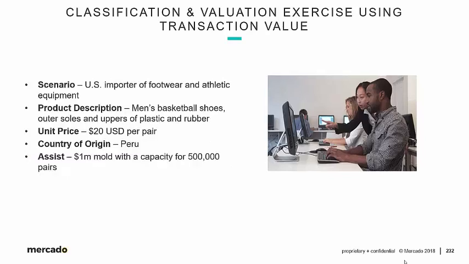Here's our scenario. A U.S. importer of footwear and athletic equipment. The product description is men's basketball shoes, outer soles and uppers of plastic and rubber. Unit price, $20 per pair. Country of origin, Peru. And the assist is a $1 million mold with a capacity for 500,000 pairs, which would imply that over the life of the mold, on a per pair basis, the value is $2 per pair. $2 per pair times 500,000 pairs equals $1 million. That's where that's coming from.